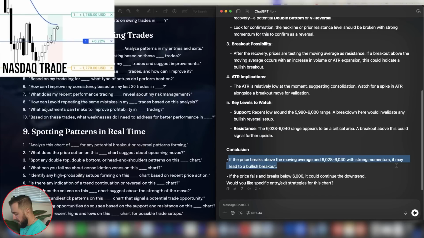Okay, cool. So you can see any chart that you want to trade, whether it's futures, Forex, stocks, crypto, you name it, go into TradingView, copy the chart, paste it into ChatGPT, and you can get help identifying these patterns and also knowing what to look for. I'm sure that you can see how this could be insanely helpful, especially if you're a beginner trader.